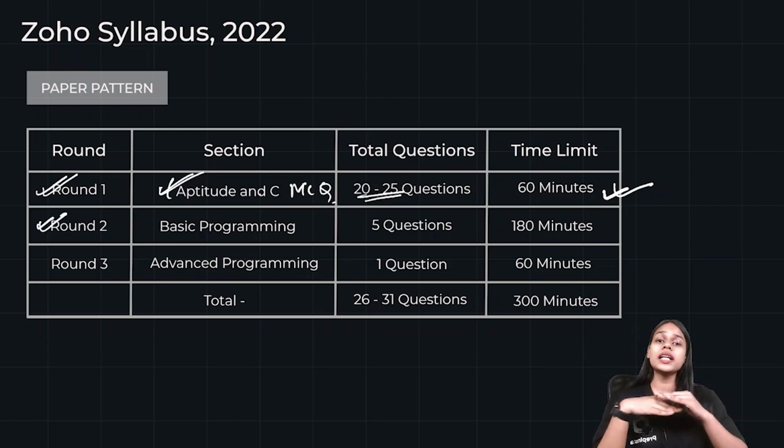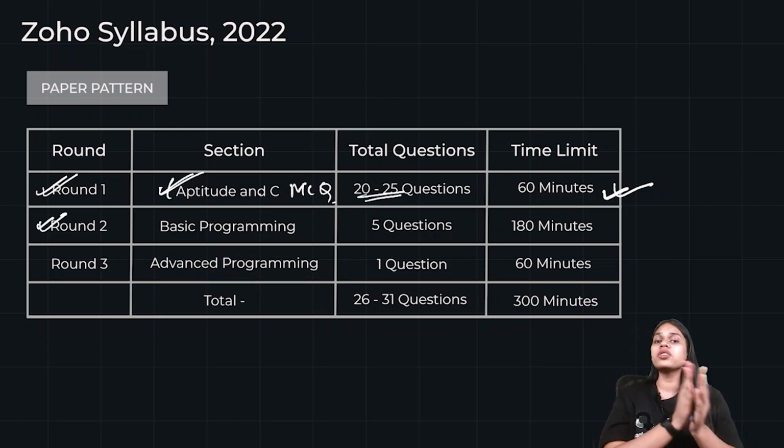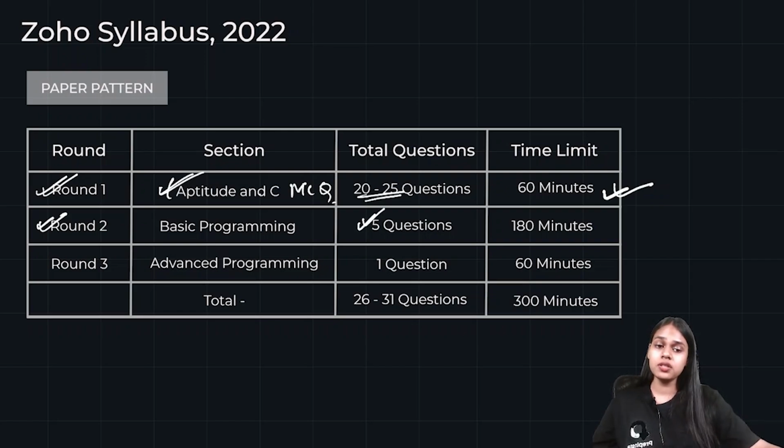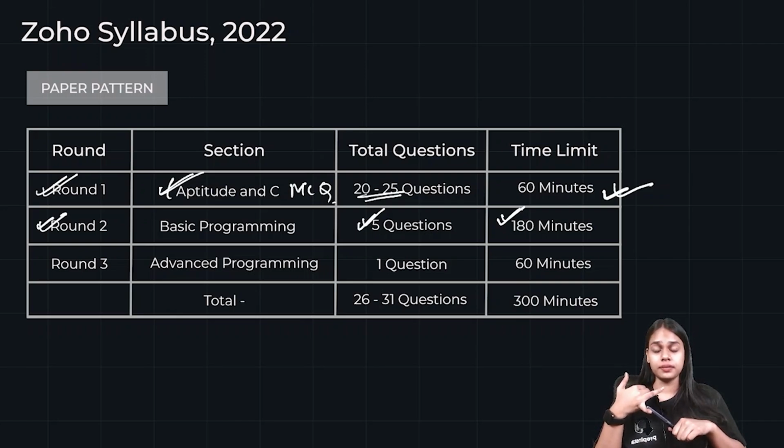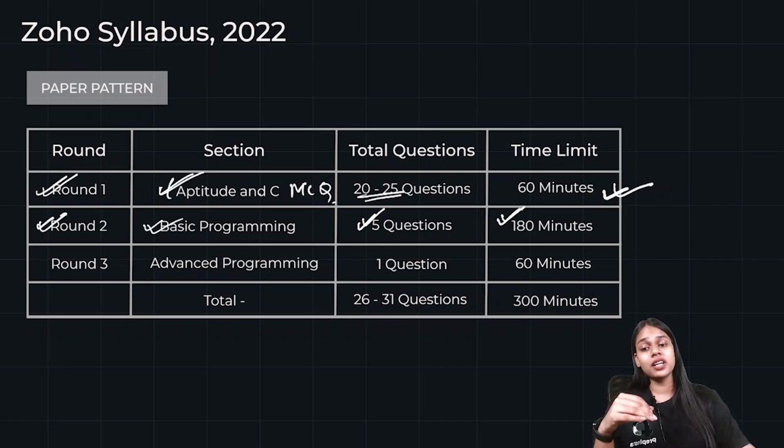Next we have round two. Once you clear round one, only then do you go to round two, and that is basic programming. We have a total of 5 questions for 180 minutes. That means 3 hours for 5 questions. It's not going to be very easy, definitely difficult, but not as difficult as the next round, that is advanced programming.